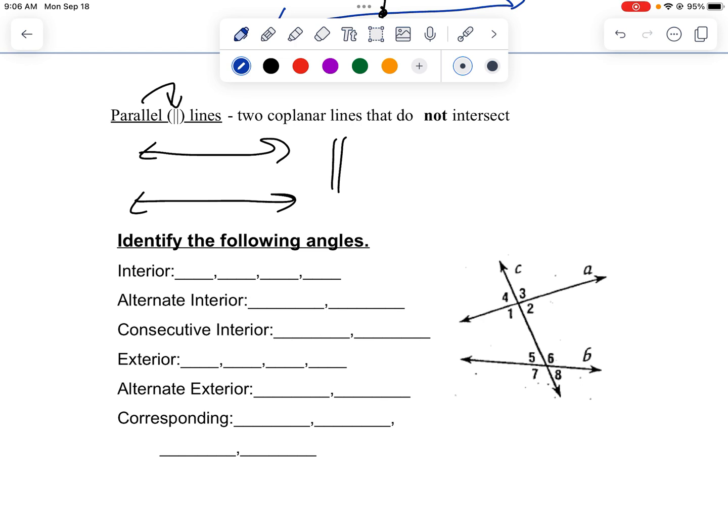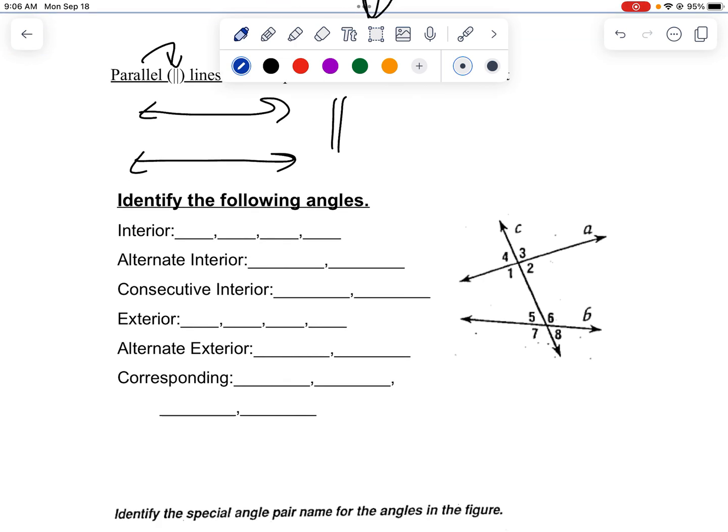Identify the following angles. So these are all pairs. Okay, most of these are pairs. First of all, there's interior angles versus exterior angles.